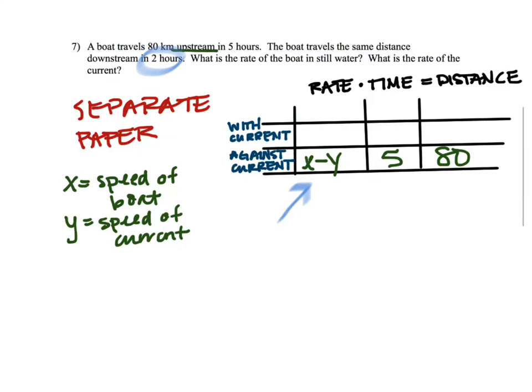And it takes me only 2 hours if I'm working with the current. And with the current, I'm getting help. So x plus y is the rate because I'm taking both the speed of my boat along with the speed of my current. They're helping each other. And I essentially get there faster. So it only takes me 2 hours to travel the same exact distance.